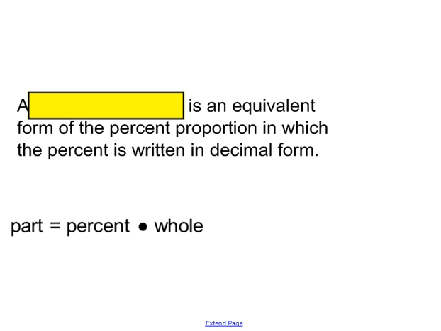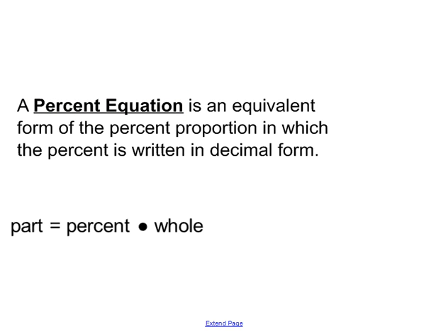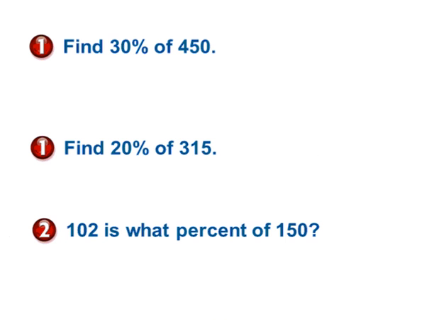Well, we need a definition here. A percent equation is an equation equivalent form of the percent proportion in which the percent is written in decimal form. All right, so we have the part equals the percent times the whole number. We'll do some examples of how that'll work. Please write that equation down, you'll need it.